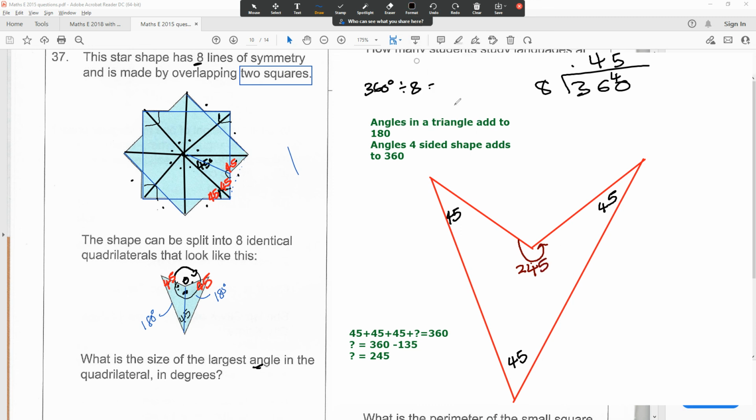Now that we know that angle, we can find the outside angle here because those two angles add up to 360. So we take 360 and that's how it works there, right? So 360 minus 245. What's that? 360 minus 245? Will come to 115. Okay? And your angle here will be 115.